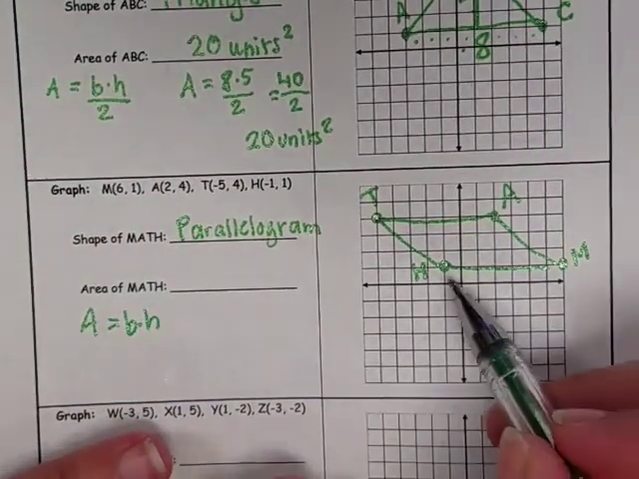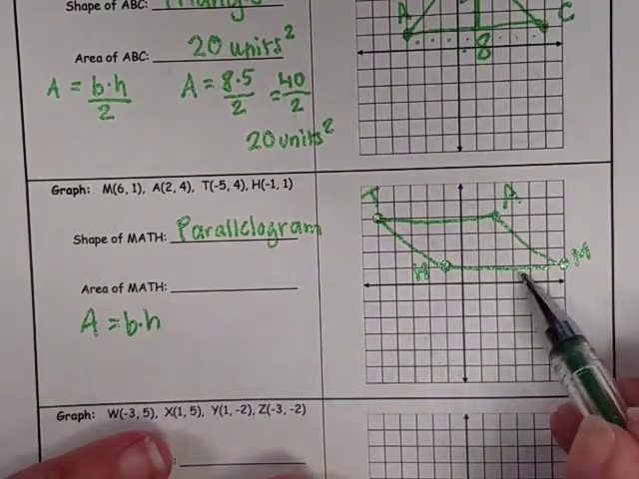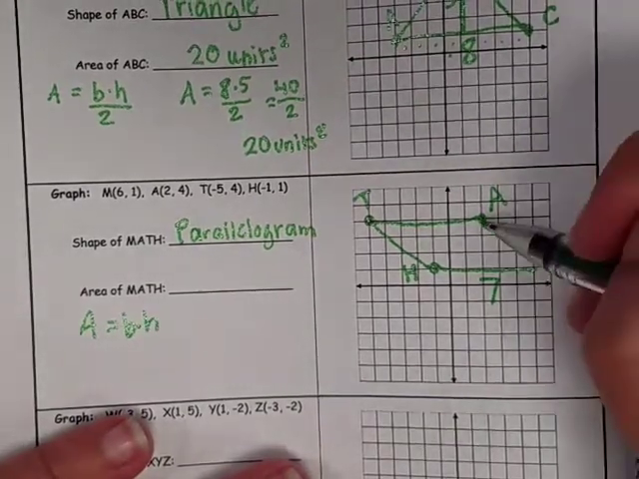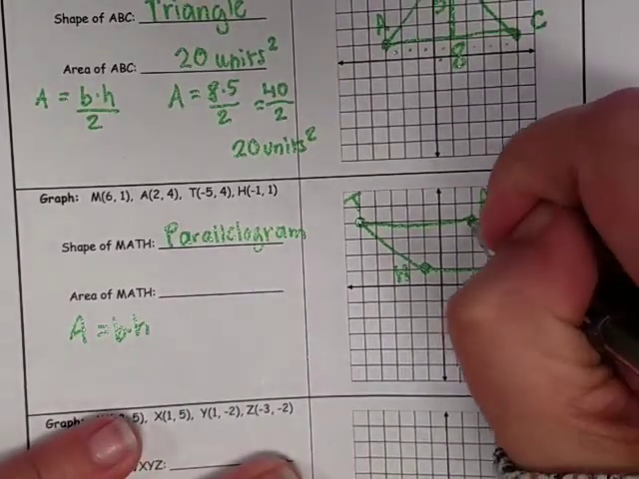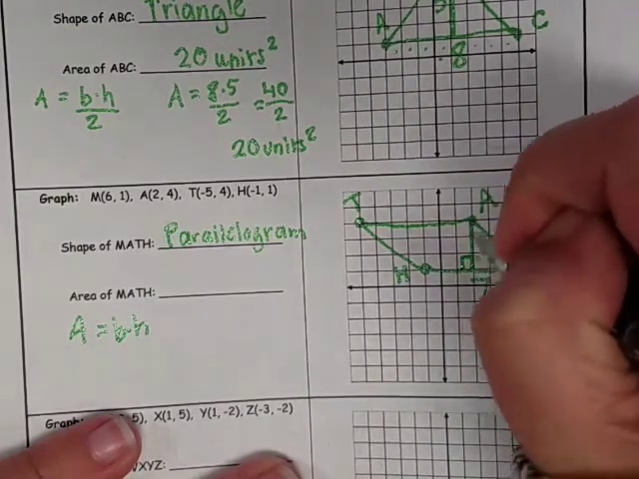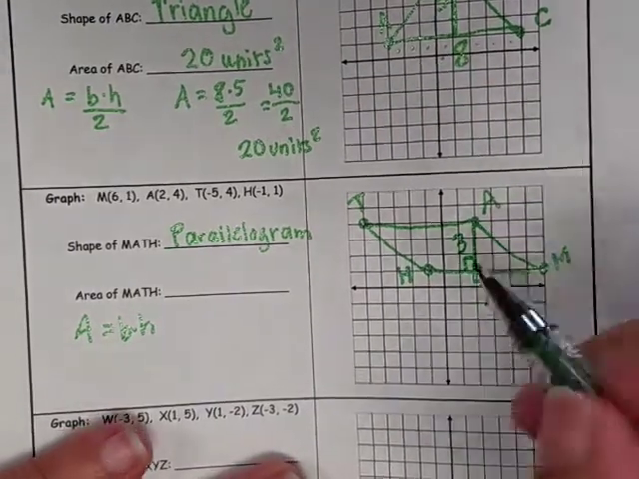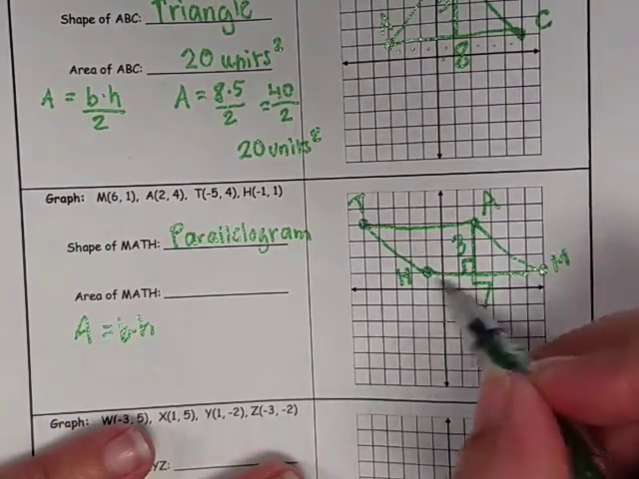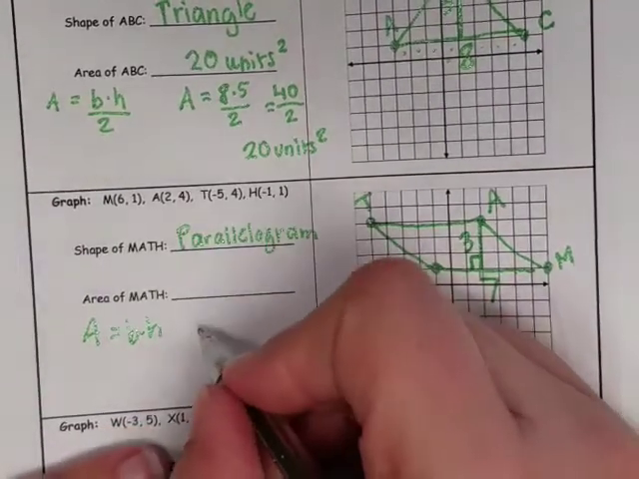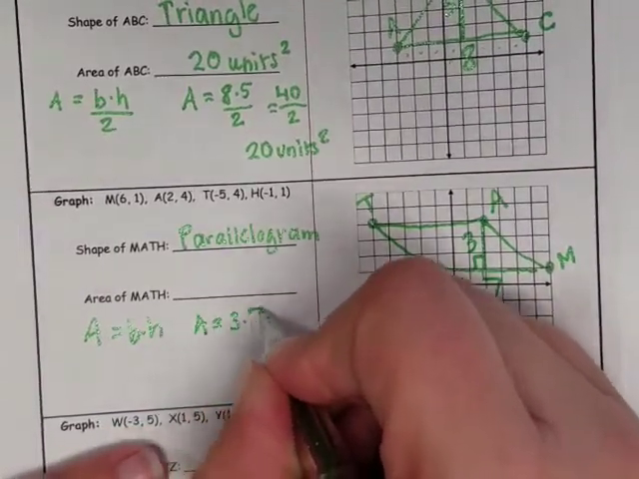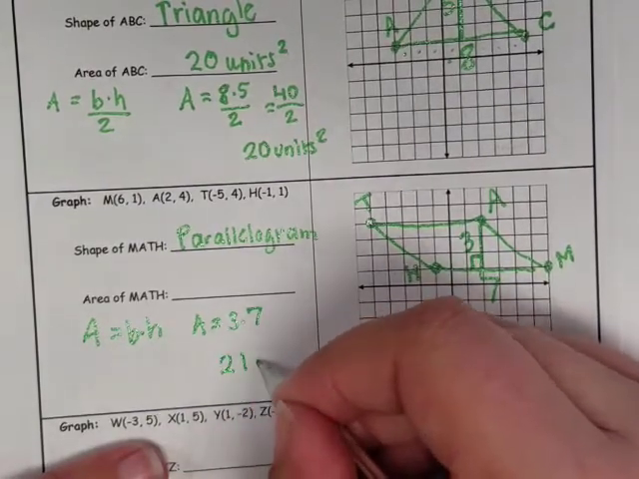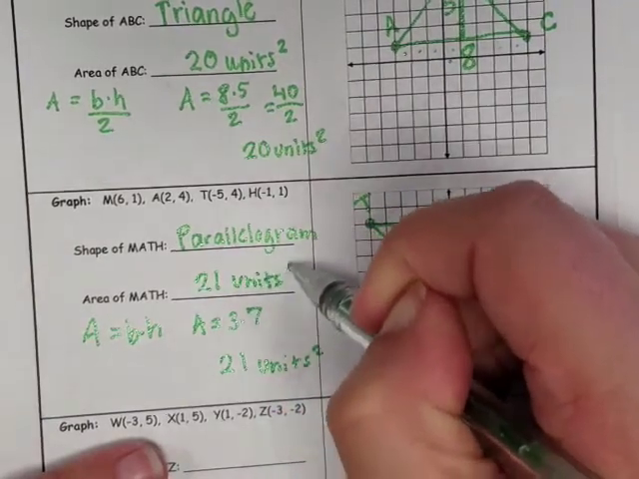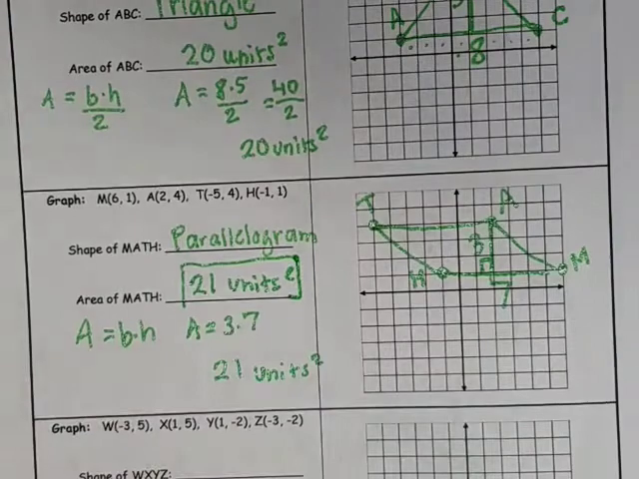So what we're going to do is count the base, which is 1, 2, 3, 4, 5, 6, 7 units long. And then the height must be perpendicular. So I'm just going to go from this point A down to the bottom and draw that height because I know that's perpendicular, and that is a height of 3. So my two numbers are 7 and 3, my base and my height. So 3 times 7, and 3 times 7 is 21 units squared. So 21 units squared is my answer for area.